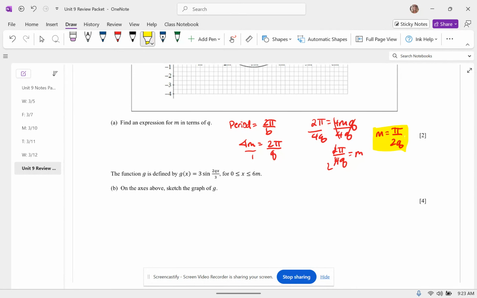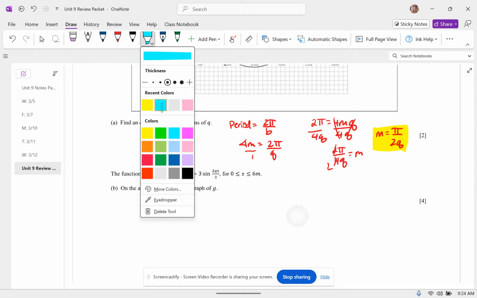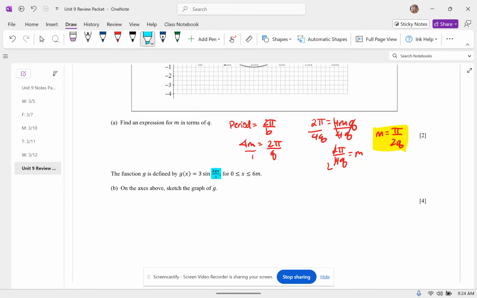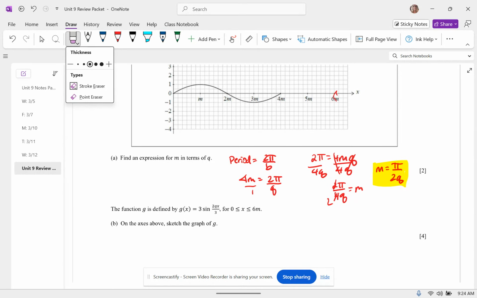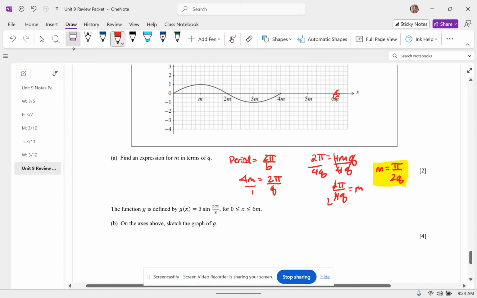Let's see. It says the function g is defined by g of x is equal to 3 times the sine of 2qx. Just be careful. I feel like when some of these printed, the 2qx was not up in the numerator for some of the copies, and I don't know why. It says the function g is defined by g of x equals 3 sine of 2qx over 3, between 0 and 6m. So now we are going all the way over to 6m.